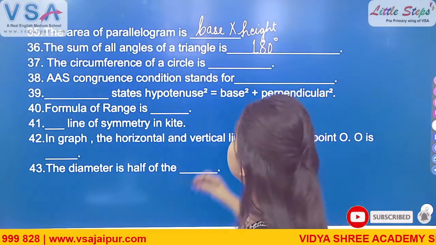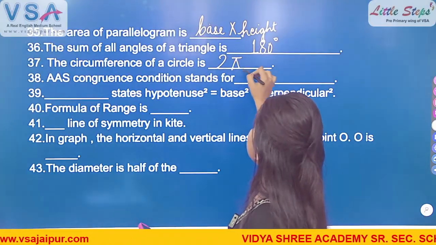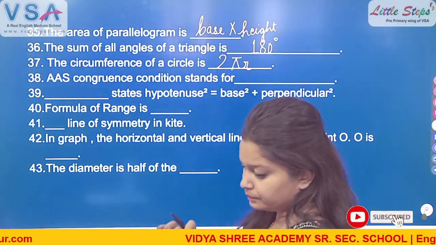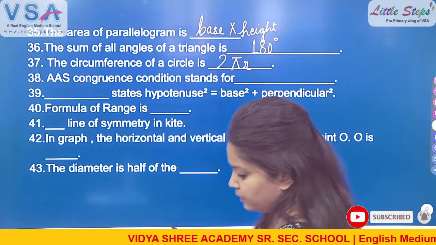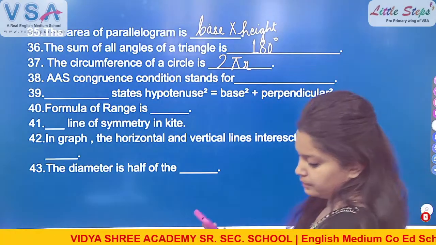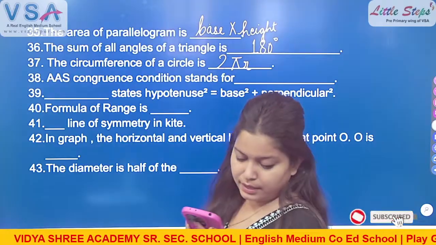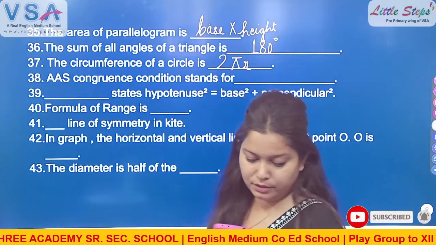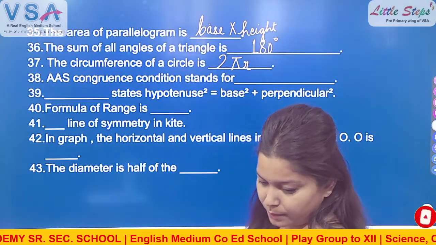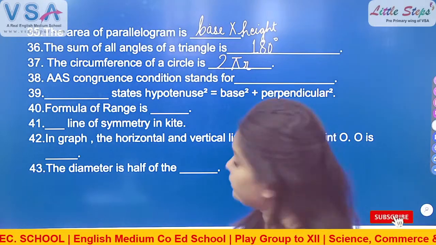The circumference of a circle, this is also formula. Circumference of circle is 2 pi r. Yes. The answers are correct. Vidyut good. Jadip good. Pratik good. Abhay, good. All answers are correct.